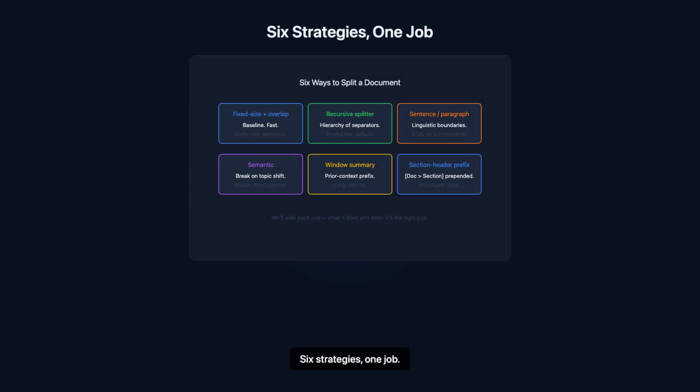6 strategies. 1 job. We're going to walk each one in order, what it does, when it's the right pick, and which DataDino problem it solves. Just the names for now, so you've got the landscape. Fixed size with overlap is the baseline. Recursive splitter is the production default. Sentence and paragraph aware respects linguistic boundaries. Semantic chunking breaks where meaning shifts. Window summarization carries prior context forward, and section header prefix prepends the document hierarchy. We'll take them one at a time.